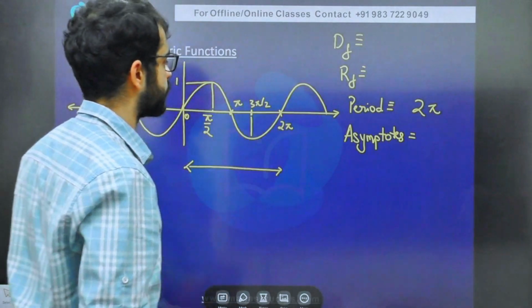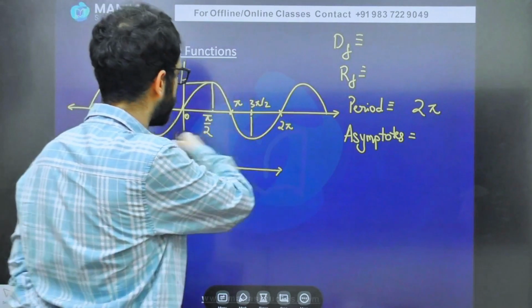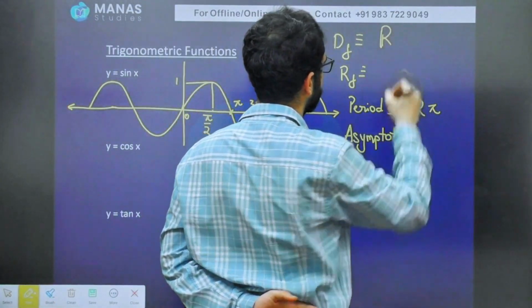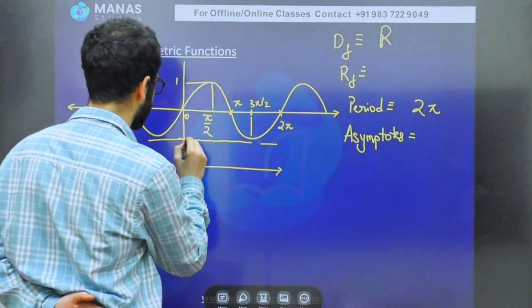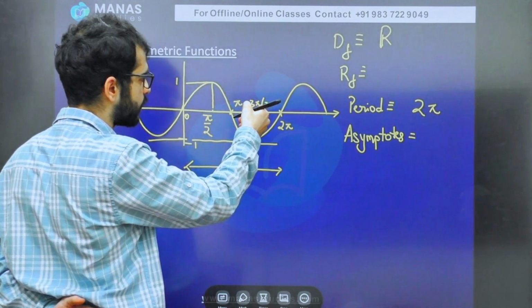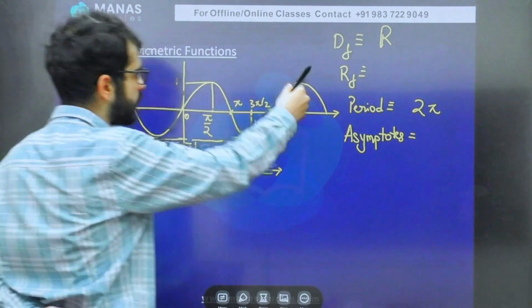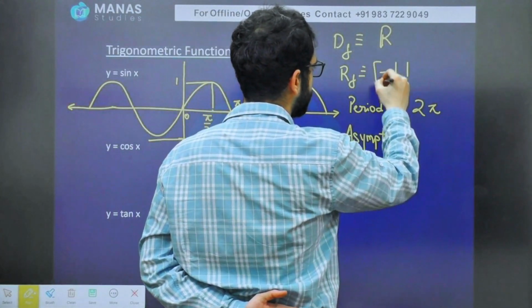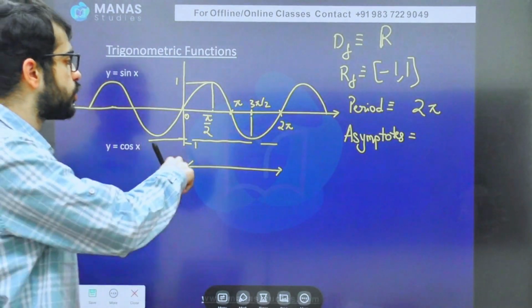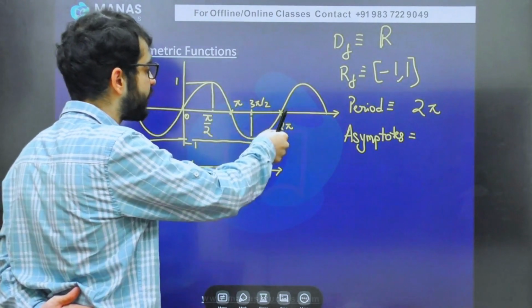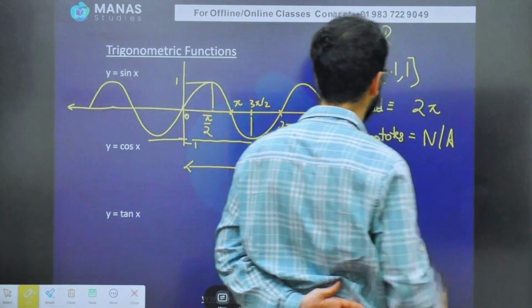Now the domain of the function. The domain is the set of values that can be input into sine. The set comprises all the real values, the set of real numbers. Now the range: as we can see, the lowest value of this graph goes to minus 1 at 3 pi by 2 and it repeats at an interval of 2 pi, and the maximum value goes up to 1. So the range of the function varies between minus 1 and 1. And let's look at asymptotes. The definition of an asymptote is a line towards which the graph tries to move indefinitely but never touches, and there is no such line in this case, so it is not applicable in the case of sine.